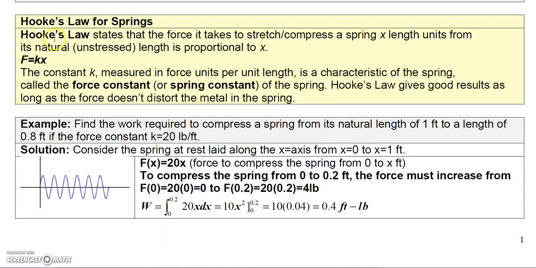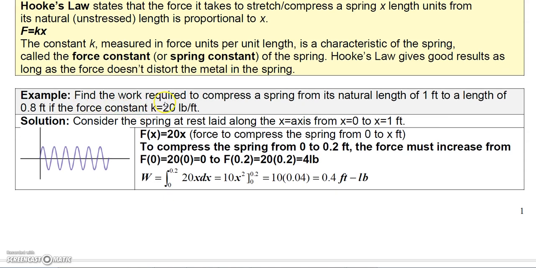Now, one application of this work formula is Hooke's law for springs. Hooke's law states that the force it takes to stretch or compress a spring x units from its natural length is proportional to x. In other words, the force is equal to some constant k times x. The constant k, measured in force units per unit length, is a characteristic of the particular spring, and it's called the force constant or spring constant. Hooke's law gives good results as long as the force doesn't distort the metal in the spring.